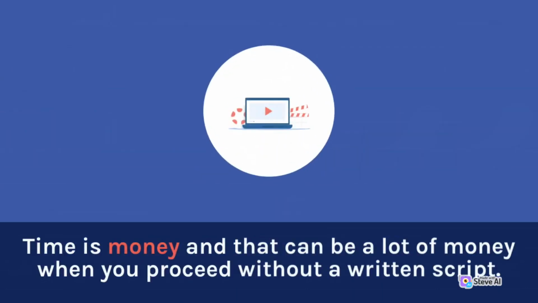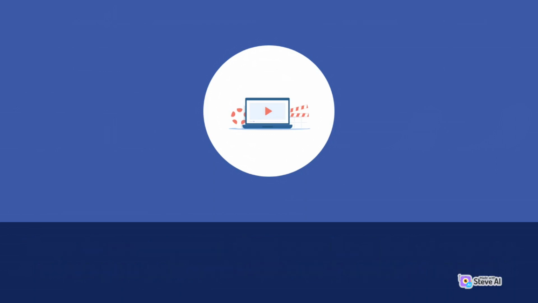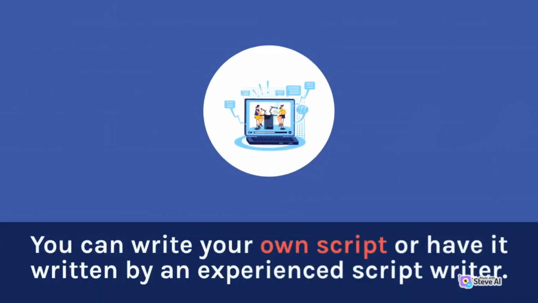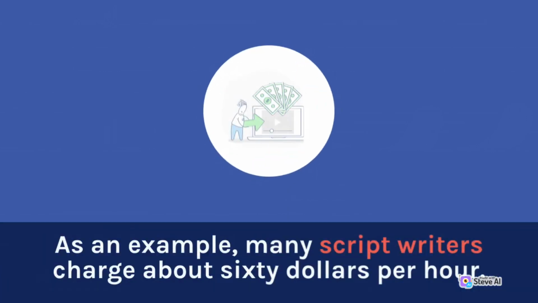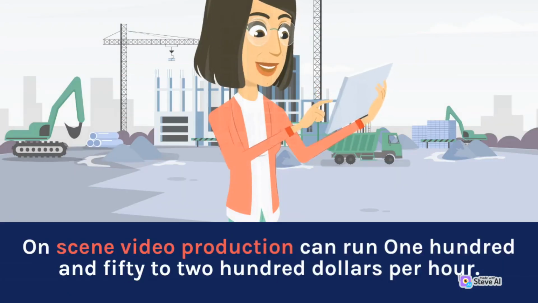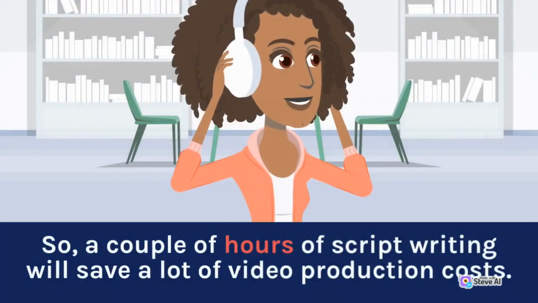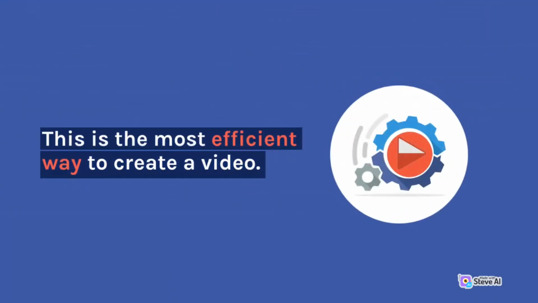Time is money, and that can be a lot of money when you proceed without a written script. You can write your own script or have it written by an experienced scriptwriter. As an example, many script writers charge about $60 per hour. On-scene video production can run $150 to $200 per hour. So, a couple of hours of script writing will save a lot of video production costs. This is the most efficient way to create a video.